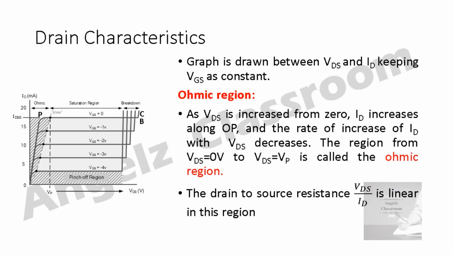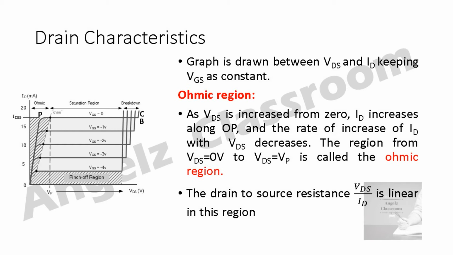Next, we are going to see the characteristics. In a JFET we have two characteristics, one is the drain characteristics and the other is the transfer characteristics. The drain characteristics consist of three main regions. We will see what they are. A graph is drawn between VDS, which is your drain source voltage, and your drain current, keeping your VGS at a constant value.